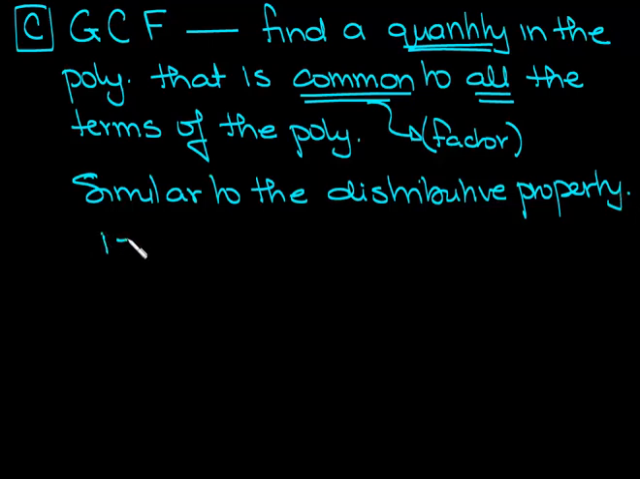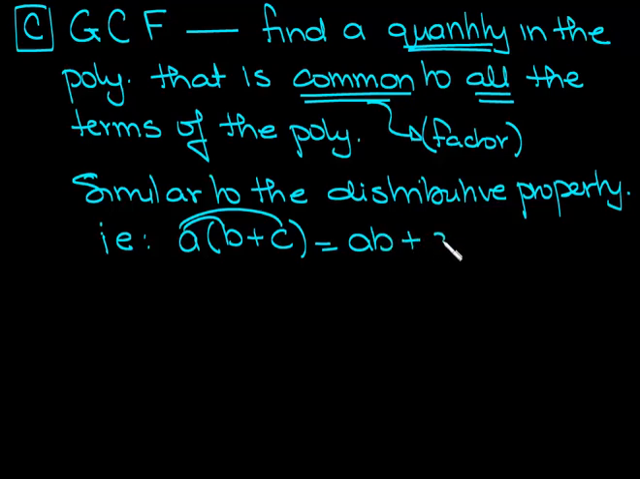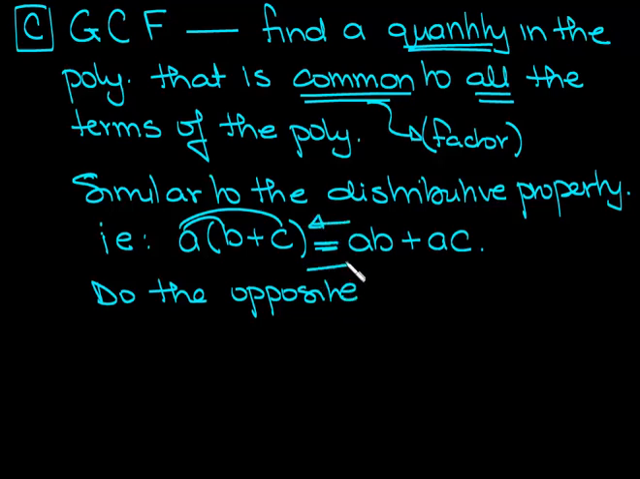So for example, we've always learned that if you're given a times b plus c, what do we do? We distribute, right? We distribute this a, so we get ab plus ac. That's what we've been programmed to do from basic algebra. What we want to do is the opposite. That means we want to go in this direction instead of going in this direction. So let's say we're given this ab plus ac.